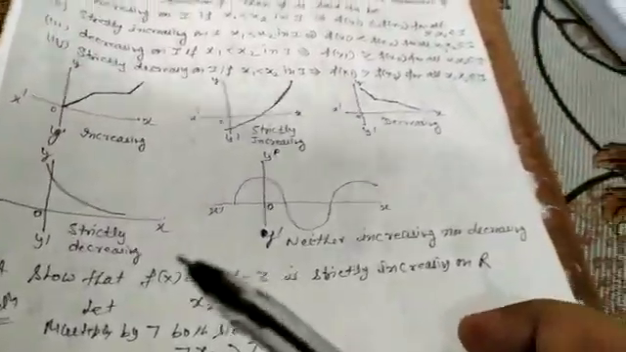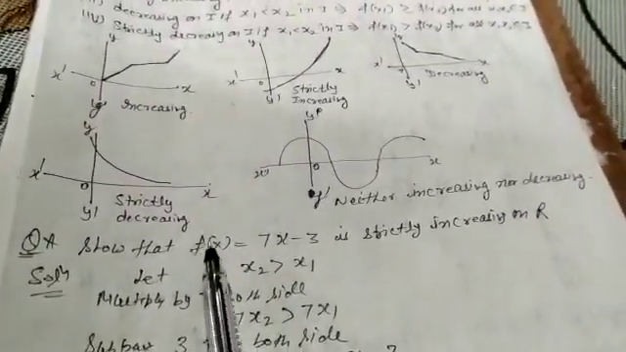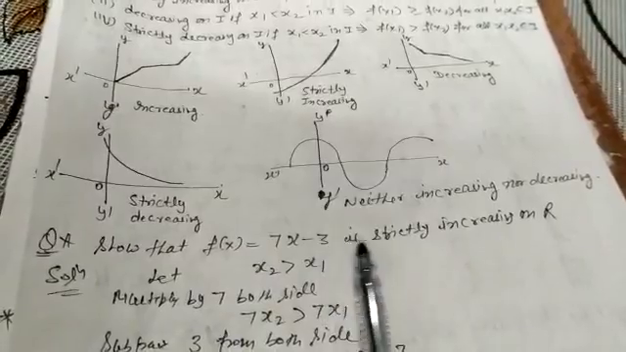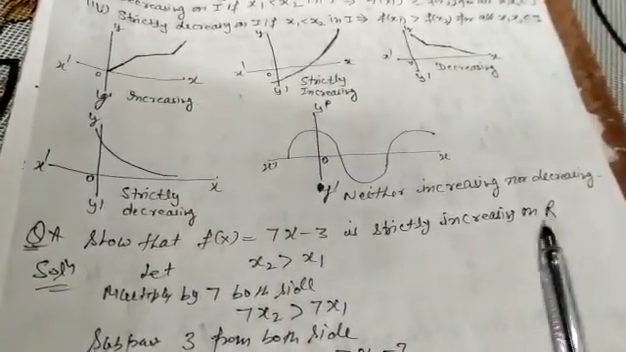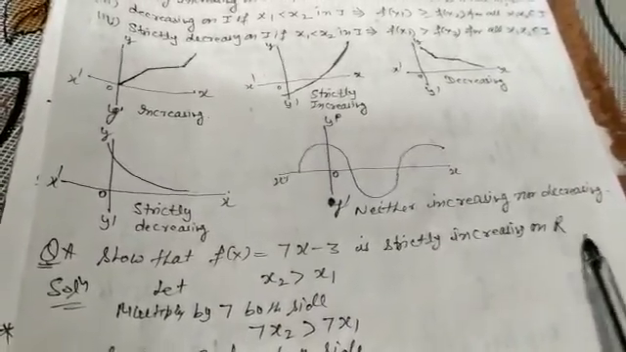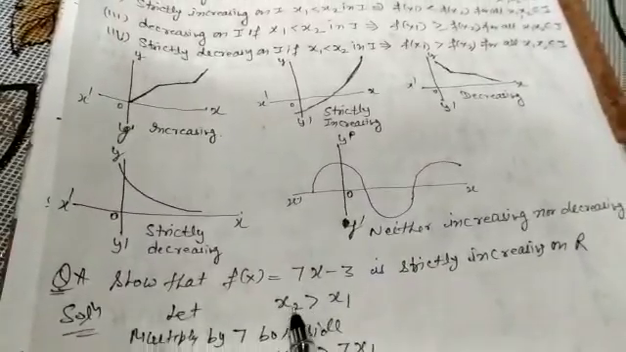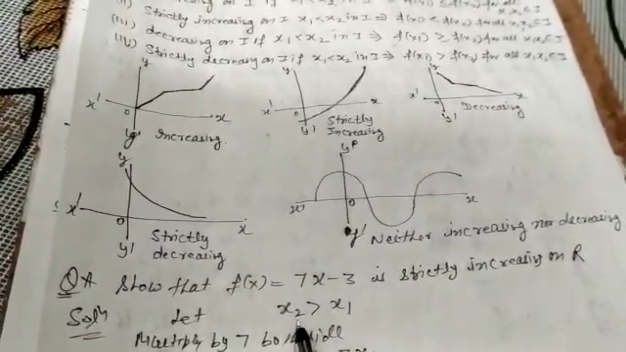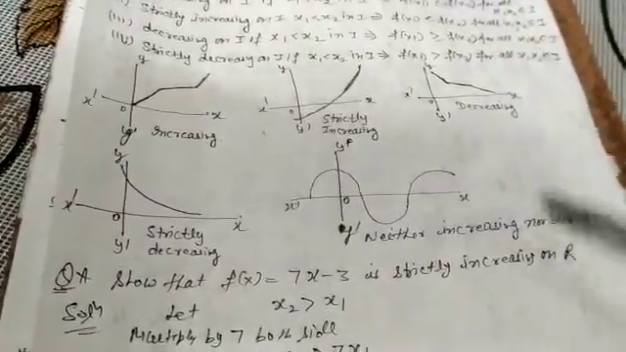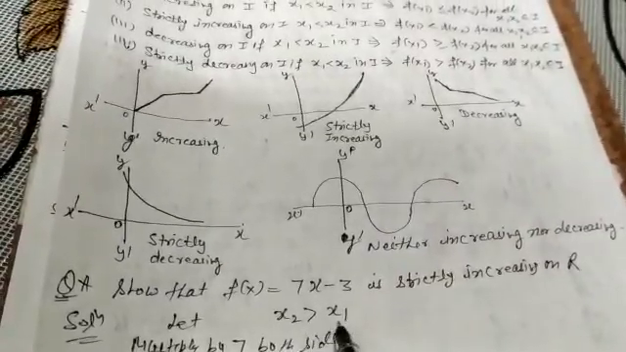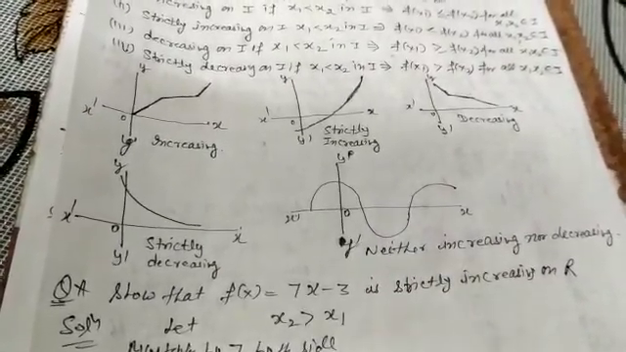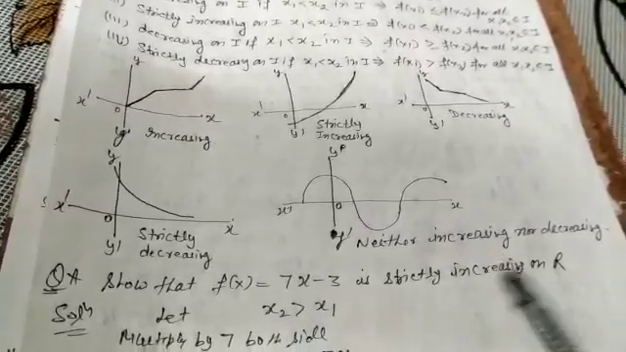Let us discuss one example. Show that the function f(x) = 7x - 3 is strictly increasing on the real numbers. Real means any value. Let us suppose x2 is greater than x1. As we always suppose in any interval, the value of x2 is greater than the value of x1. Maybe the function is increasing or maybe it is decreasing.